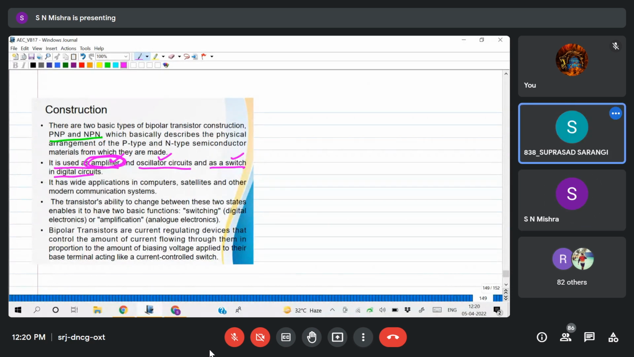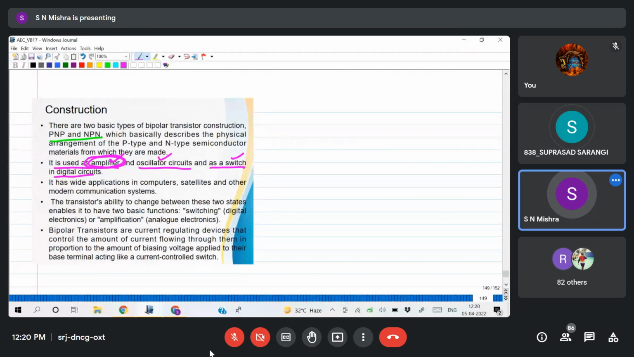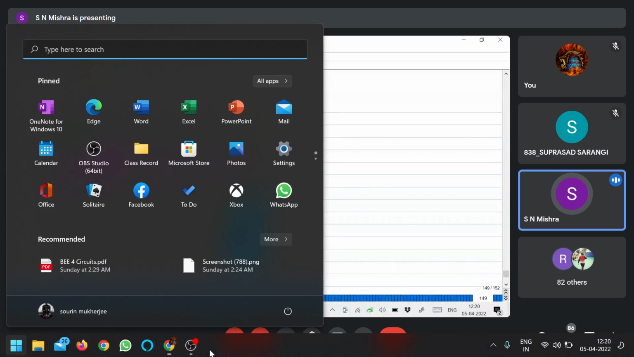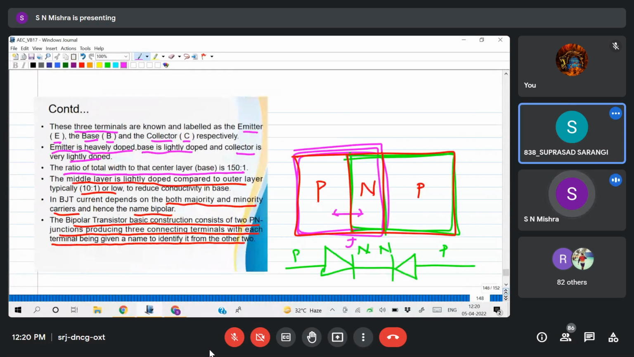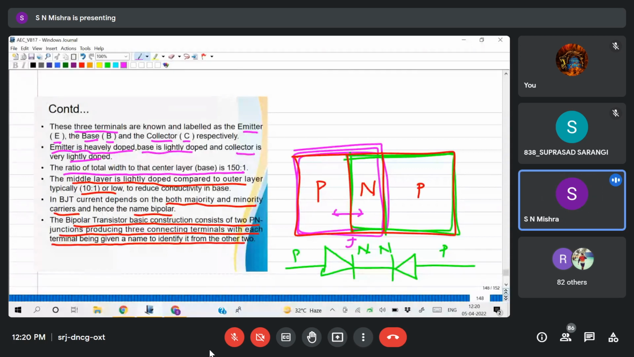Sir, in the last part you explained that in PNP we can use two diodes. Is it practically possible to use two diodes instead of a transistor? I already told you that. I think you have not listened carefully. I told you this is like a concept. If I take two diodes, it will not work as a transistor.